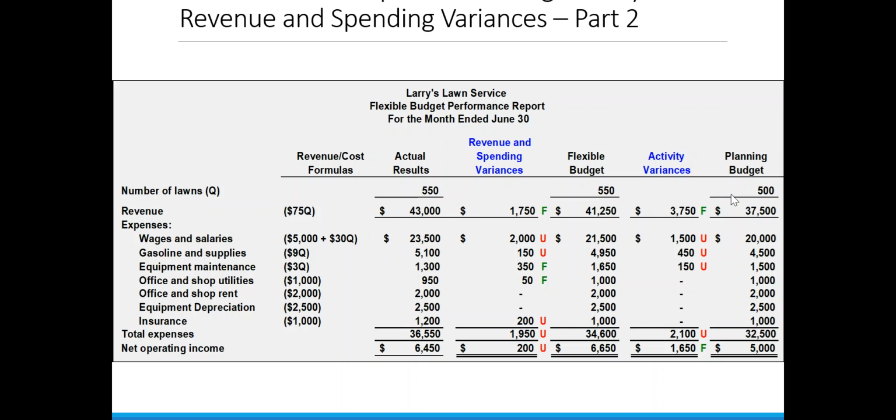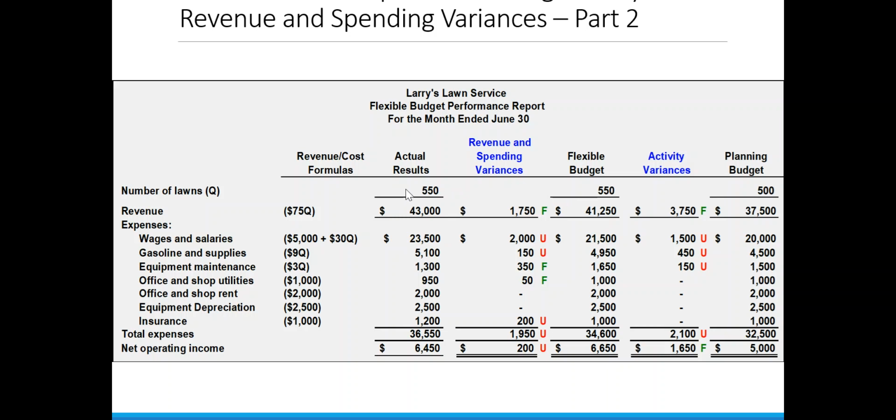So when we set this report up, we're going to start with the item over here, description, what the formula is for that cost, the actual results that were reported, and then skip a column in between, put the flexible budget in, skip a column, and then the planning budget. When we calculate the variances between planning and flexible, the activity variances are always going to be between the planning and flexible, because the planning budget is at a different level of activity than the flexible budget.